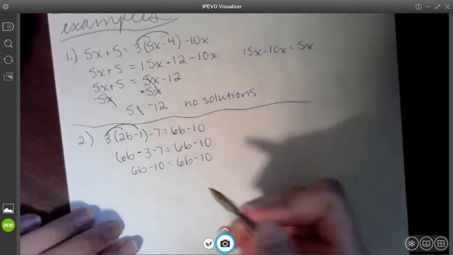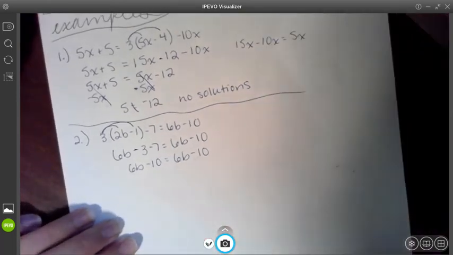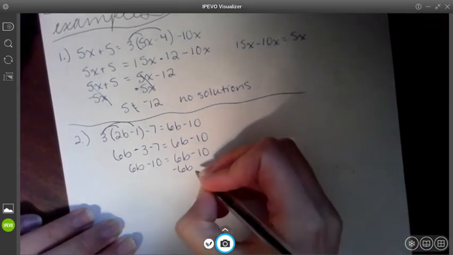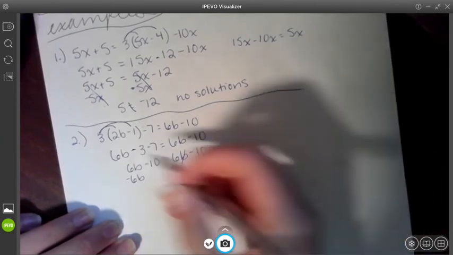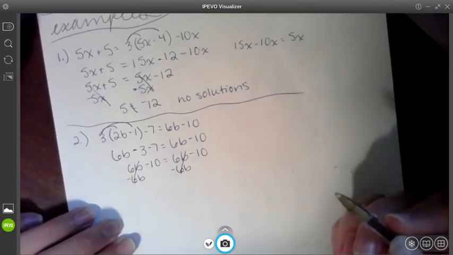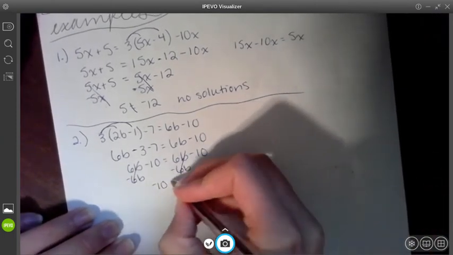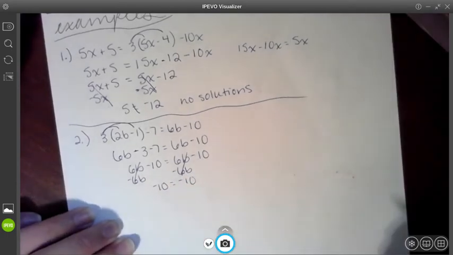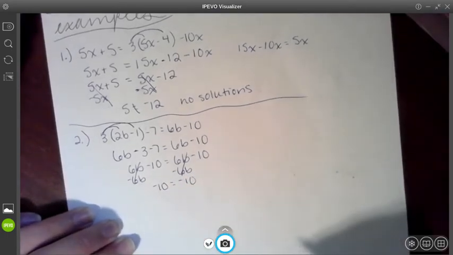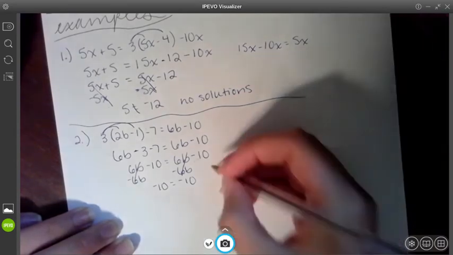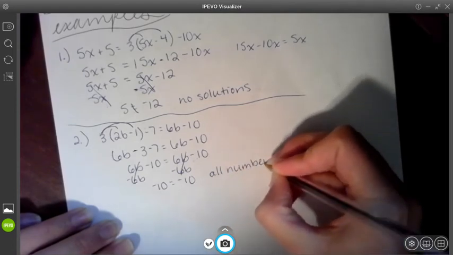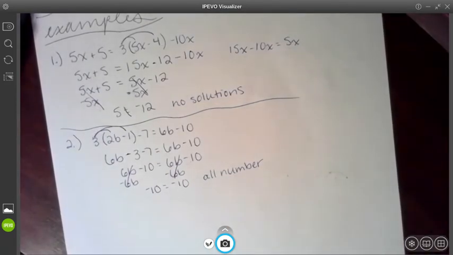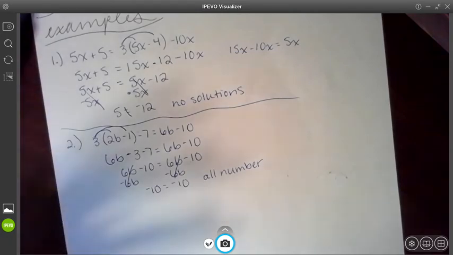So we need the variables on the same side. So I'm going to subtract 6b, subtract 6b. That'll cancel. Well, that'll also cancel, right? So I have minus 10 equals minus 10, which is true all the time. All right, so now you might be able to see it. Okay, so our answer here is all numbers. We can put any number in for b, and whatever we get, it'll work out every time, that it will be equal.